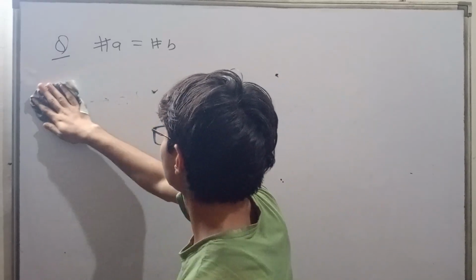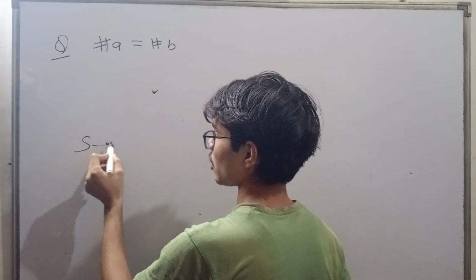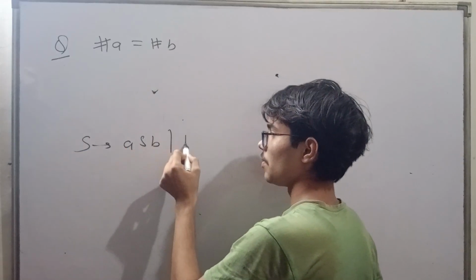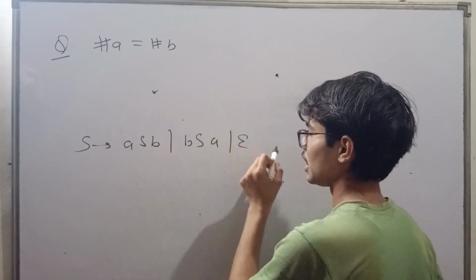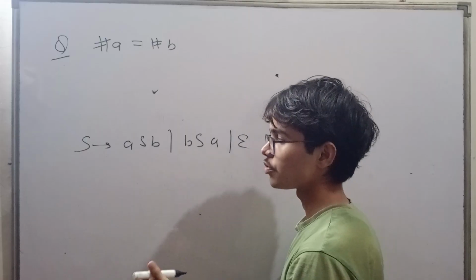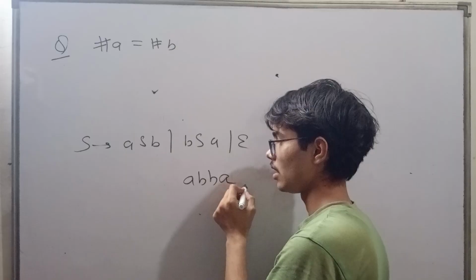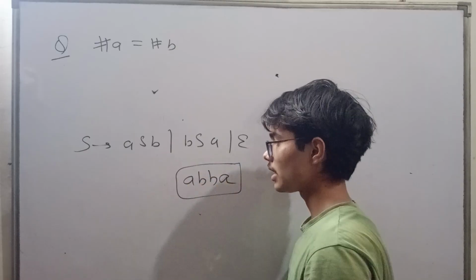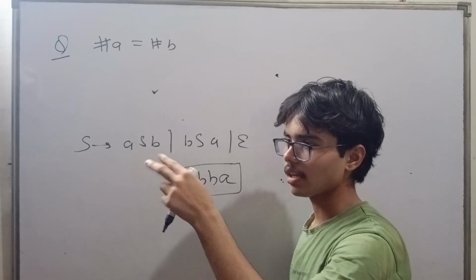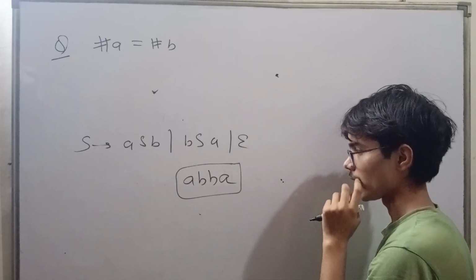Here, what is the problem? I again write this language: A as B, B as A, and epsilon. The problem here is that it cannot generate certain strings. Why does it not generate certain strings? For example, it cannot generate ABBA. So the problem here is that there can be ways they can become this language.